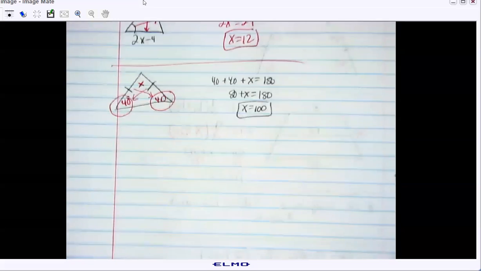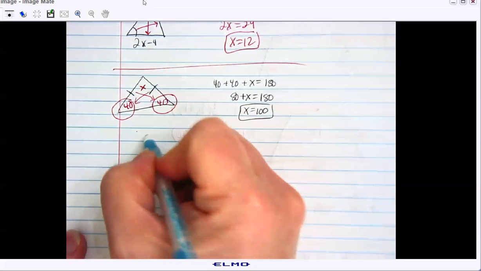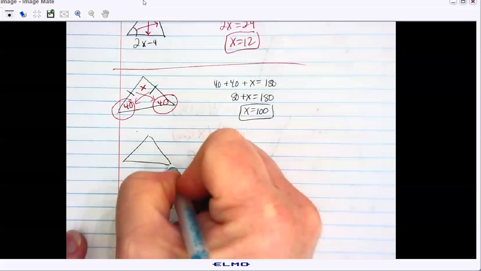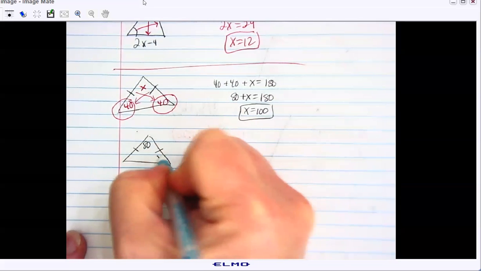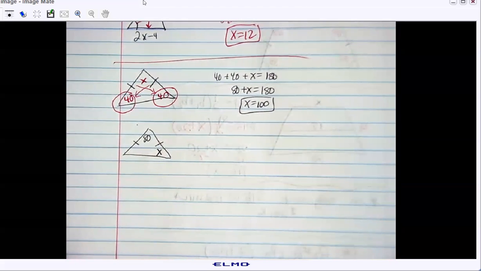And the last one for the angles. So these 2 sides are equal, 80 and x. So now my question would be, which 2 angles are equal?